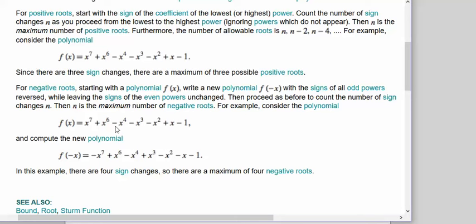Notice there is no x to the 5th term. That's okay. You don't have to have every degree. When you put the opposite of x in here, this will change to a positive x cubed. This is going to remain negative x squared. This is going to become negative x, and this is going to become negative 1. So this is the polynomial I'm looking at, and I'm going to count the sign changes in this polynomial.